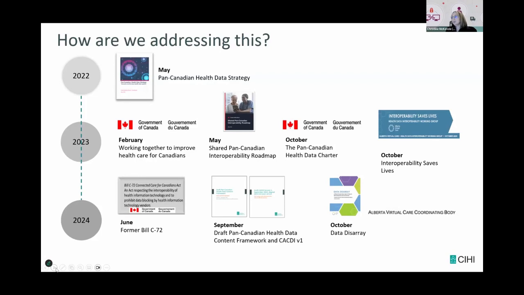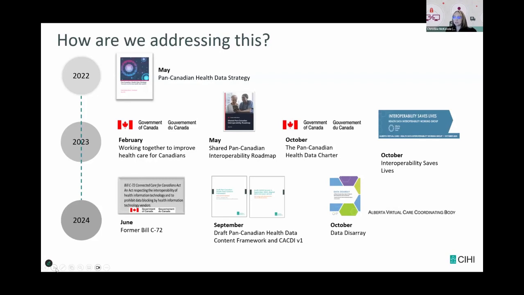And then in October of 2023 as well, Interoperability Saves Lives was released by the Alberta Virtual Care Coordinating Body, which was a report that emphasized the importance of having a person-centric healthcare system. And you already heard Shannon talk a few minutes ago around Bill C-72. So I won't go into more details about what Shannon has already mentioned here.